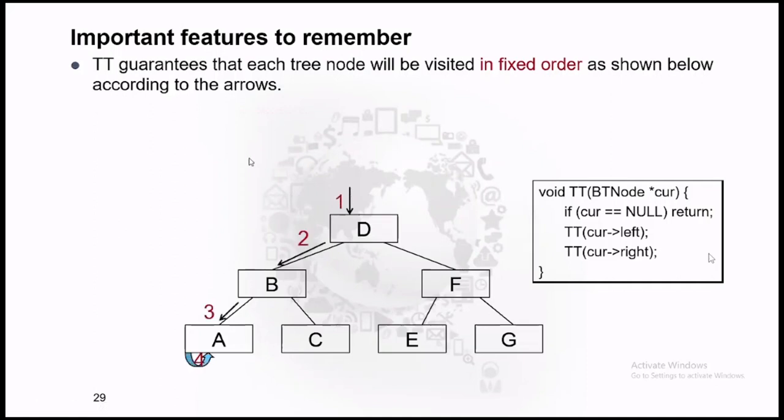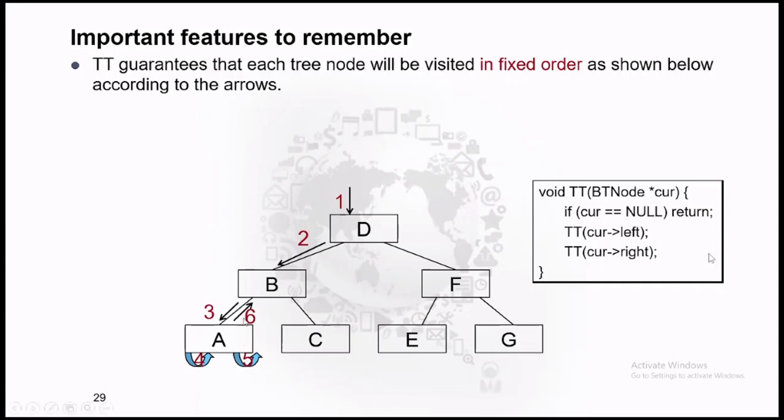Tree traversals guarantee that each node will be visited in a fixed order, as shown below according to the arrows. Let's say we start with D. We go to B, 1, 2, then we go to A. When we reach A, it will follow these algorithms. At A, you have to go to the left and right. Even though A is actually the last node and doesn't have a left and right, you still have to go to the left and also the right.